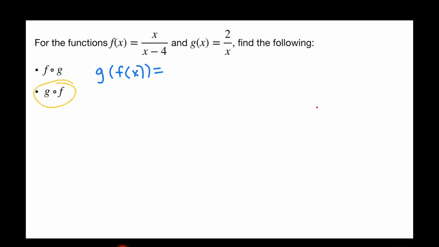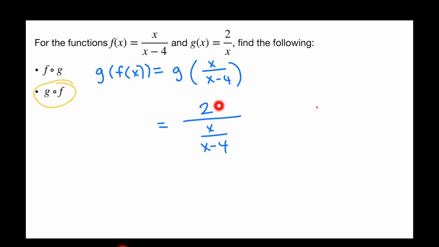All right, what if we go in the other order? Let's find g composed with f. So now we are taking function f, which is x over x minus 4, and plugging that into function g. I'm going to replace the x in function g with x over x minus 4. So now we've got 2 divided by x over x minus 4. There are a couple ways we can simplify this. We could use the same strategy of multiplying everything by the LCD, which in this case would just be x minus 4.